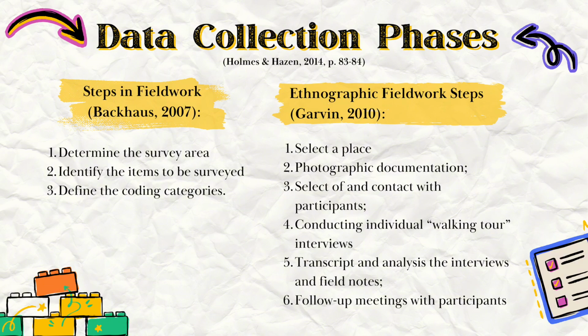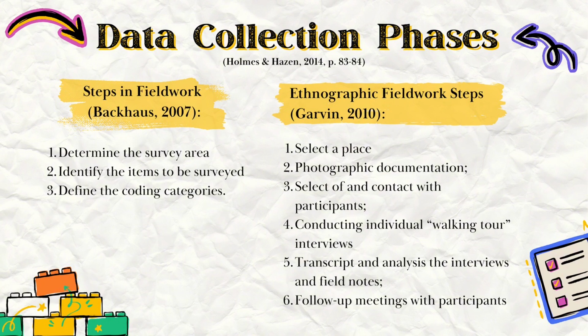And then the next one is selection of and contact with participants. In this step, the researcher identifies key stakeholders such as business owners or local people who interact with or create the linguistic landscape. And then the fourth one is conducting individual walking tour interviews. So the researcher engages participants in the selected sites on the street to discuss their perceptions of the linguistic landscape.